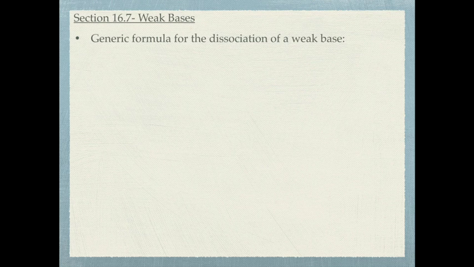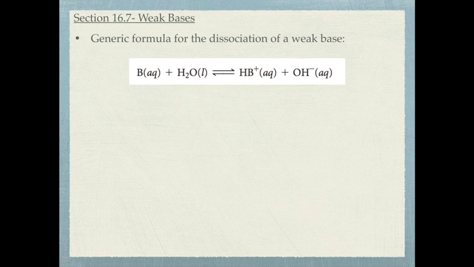Just like with weak acids, we have a generic formula for the dissociation of weak bases. In this case, a weak base is represented simply with a B. When it reacts with water, remember it's a proton acceptor, so it becomes HB with a positive charge, or one more than it originally had, plus hydroxide, because water lost its proton to the base.